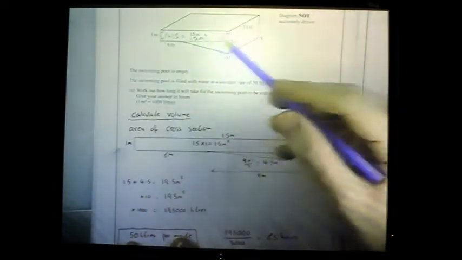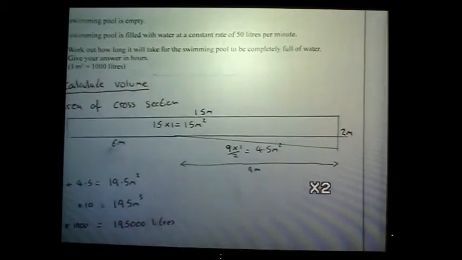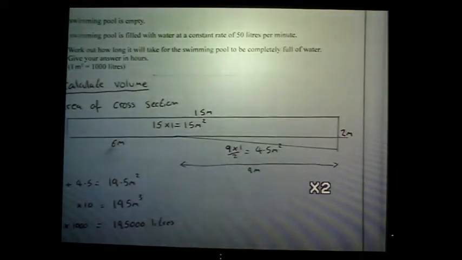If the whole thing is 2 metres deep, and that's 1 metre deep, then this bit must be 1 metre, which I've not labelled, but it's just that bit there. So it's a triangle, and the area of a triangle is base times height divided by 2. So I've done 9 times 1 divided by 2, which gives me 4.5 metres squared.